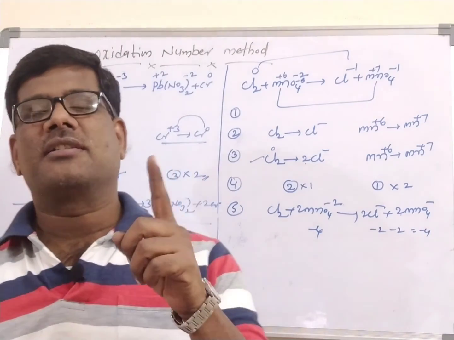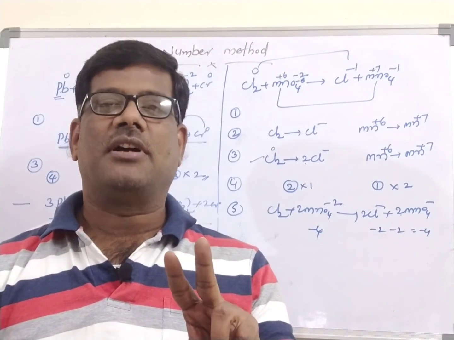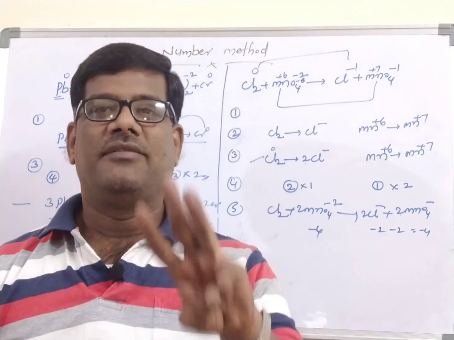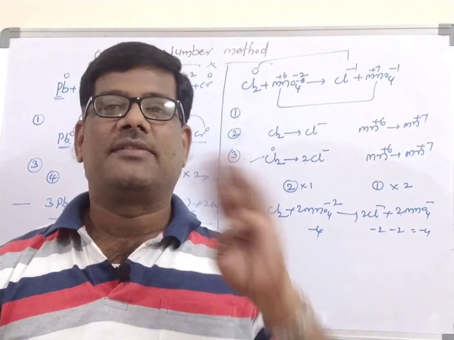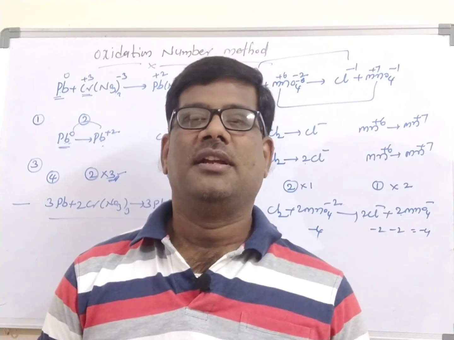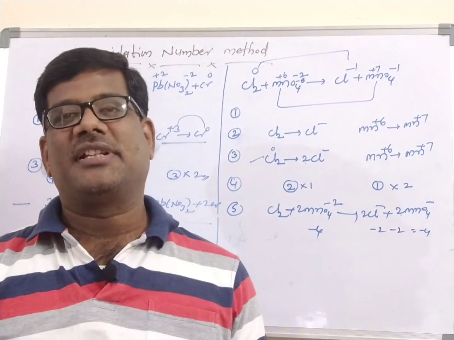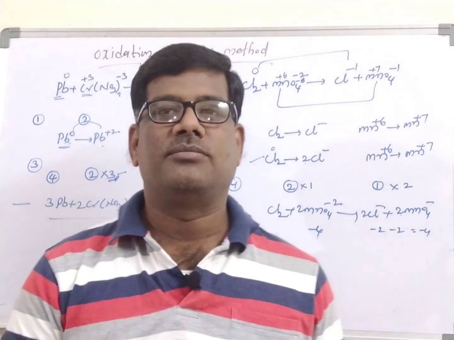You have to calculate the oxidation state of each and every element. Then you observe which oxidation state has been changing. You balance with respect to atom if it is necessary. Fourth, equalize the increasing oxidation state with the decreasing oxidation state. Ultimately, the equation will be balanced, and the method is called the oxidation number method, which is important for your 2 marks question. Thank you.